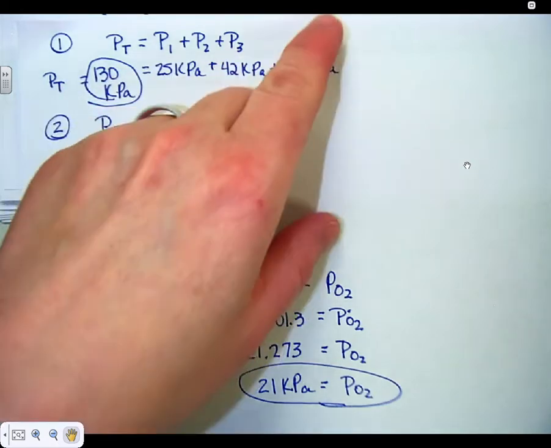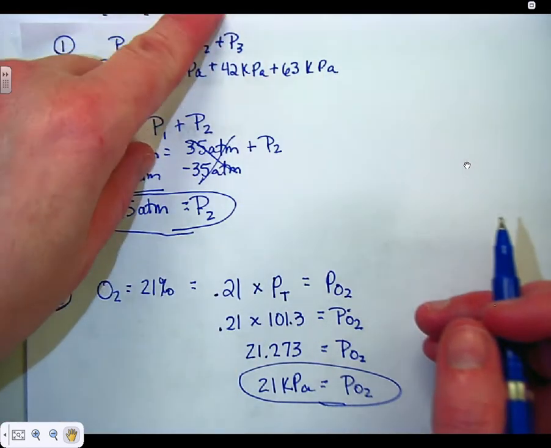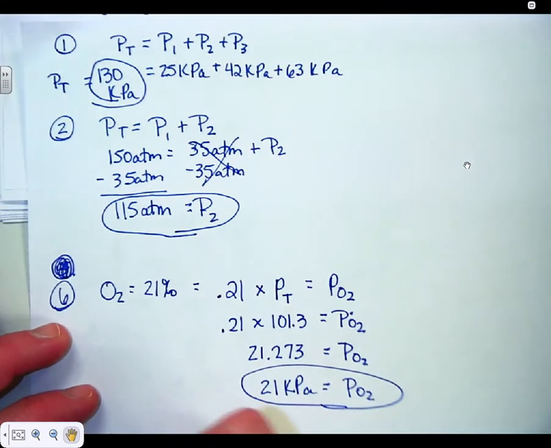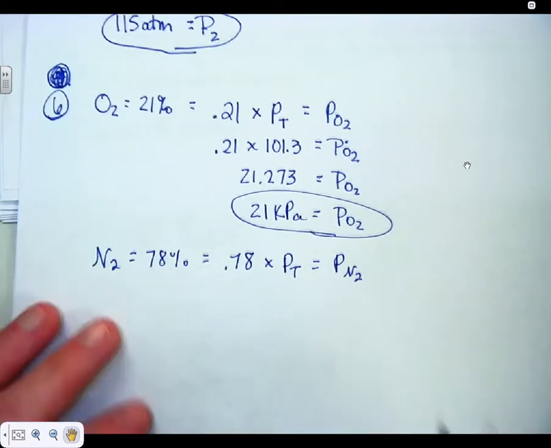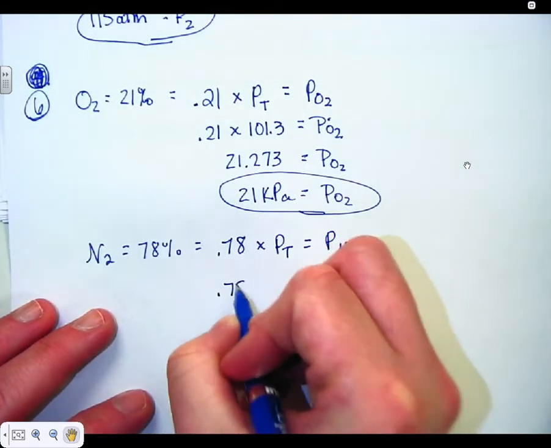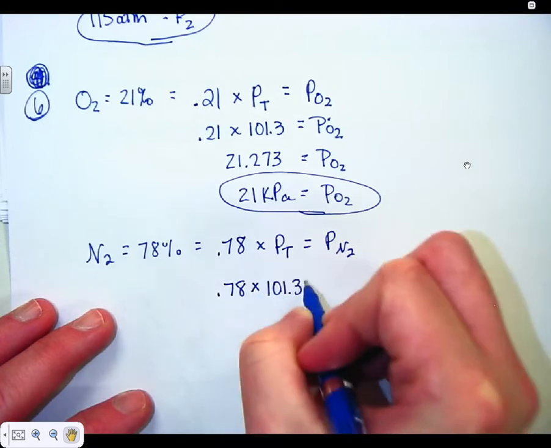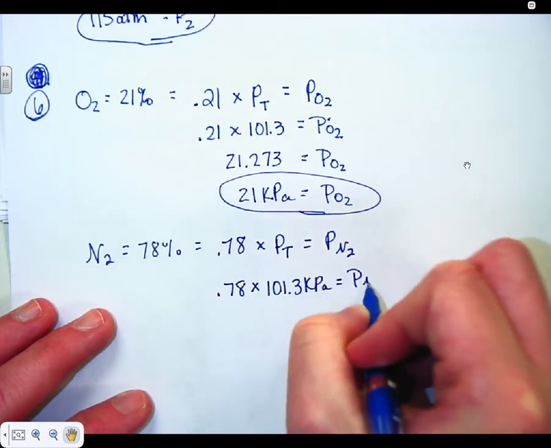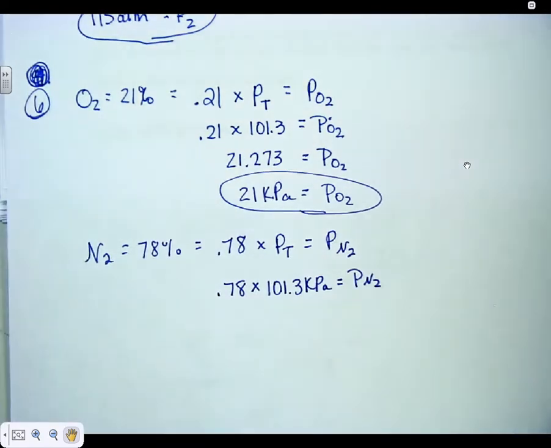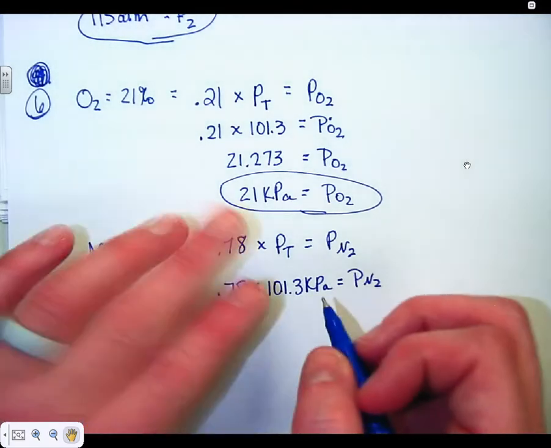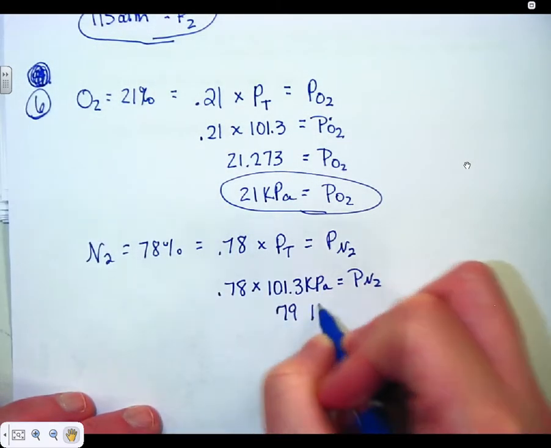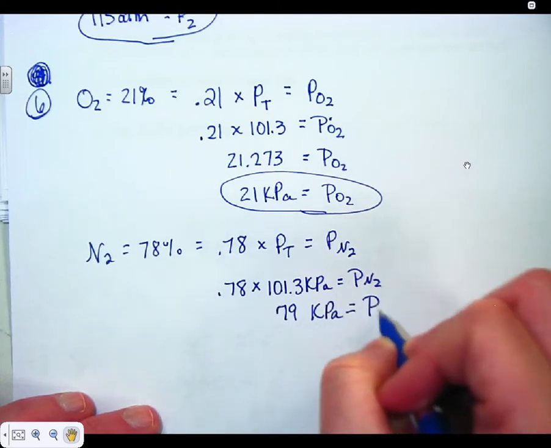Okay, so now we have nitrogen at 78%. As a decimal, that's 0.78, times the total pressure, which is 101.3 kPa, gives the pressure of the nitrogen. So we just do 0.78 times 101.3, and with two significant digits, 79 kPa is the partial pressure of the nitrogen.